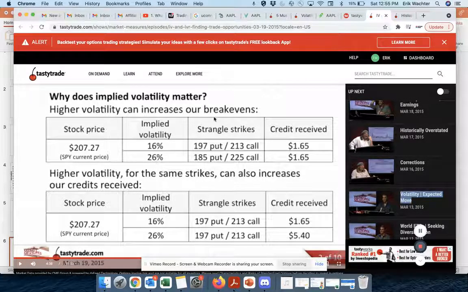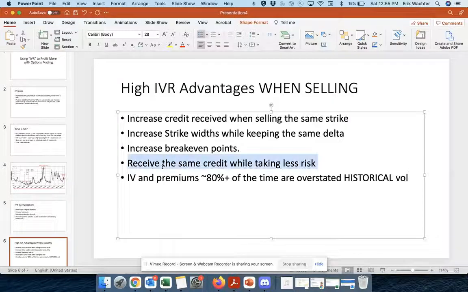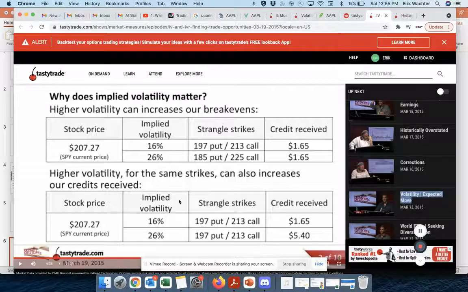So right here you can see that if we go back to the slide, I was talking about receiving the same credit while taking less risk. So let's see how that plays out. They're going to receive the same credit while increasing the distance of the strikes. If you can visualize that, let me pause this and I'll try and show you how that's going to look.